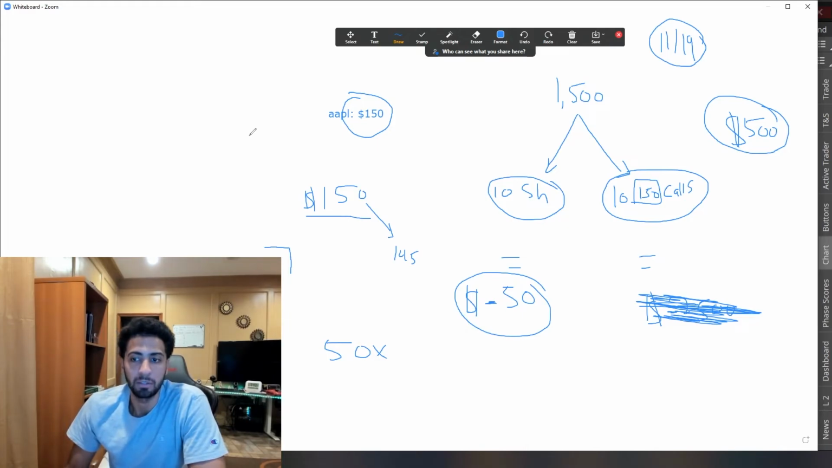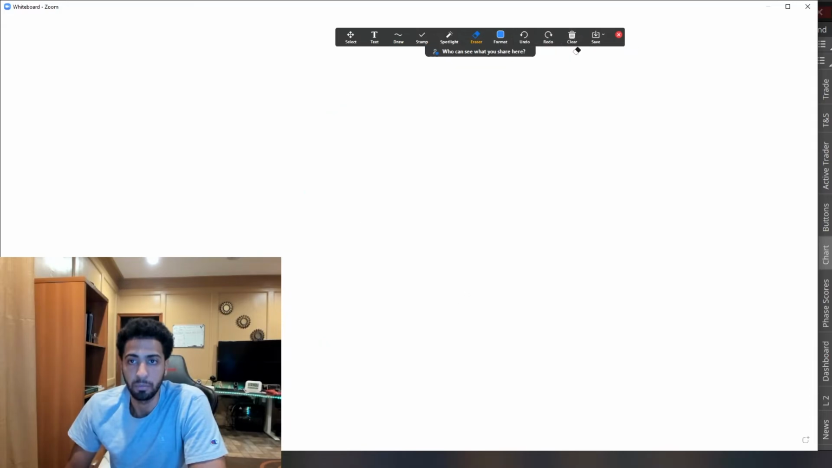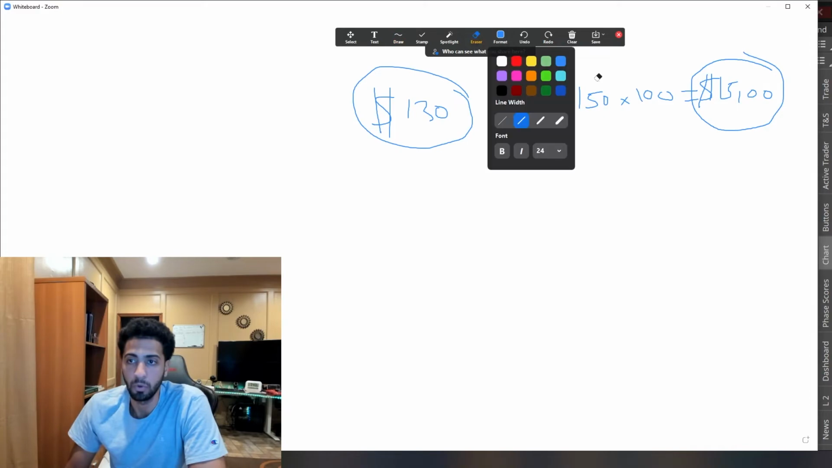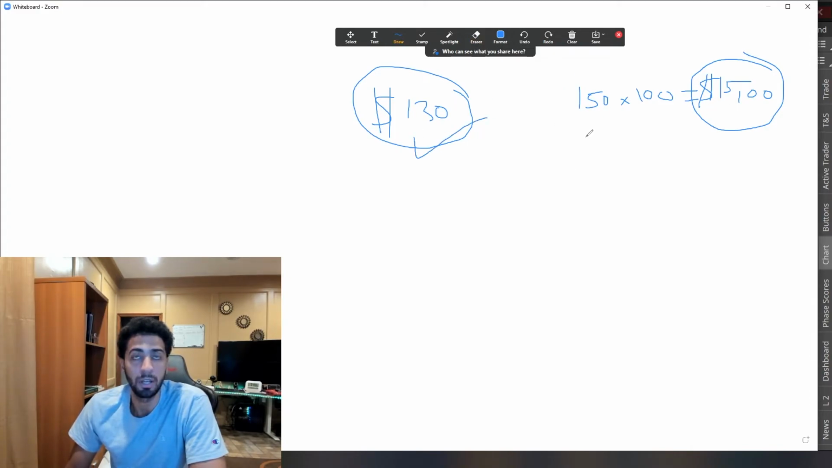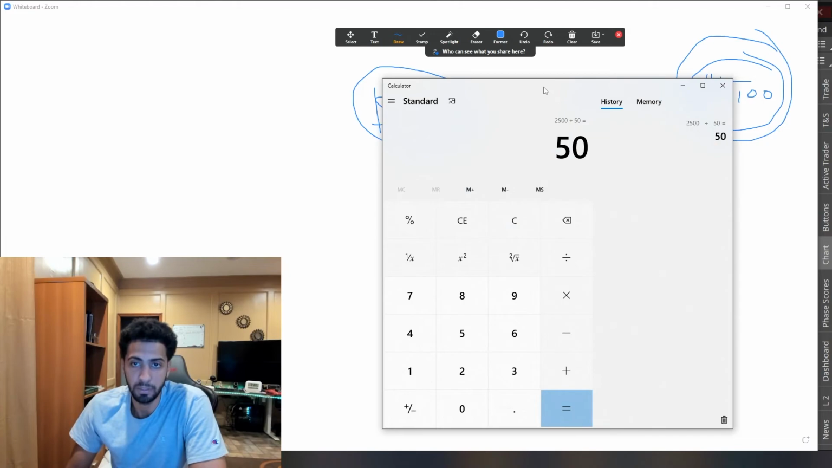Another benefit is that you don't need that much capital to control a lot of the shares. So, for example, one contract of Apple, of the 150 call, costs $130. The 150 call allows me to control 100 shares of Apple, which costs $15,000. So for only $130, I'm able to control $15,000 worth of the stock, right? And it only magnifies the more contracts I get.